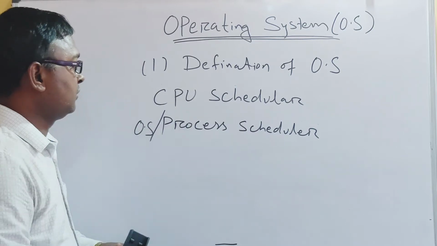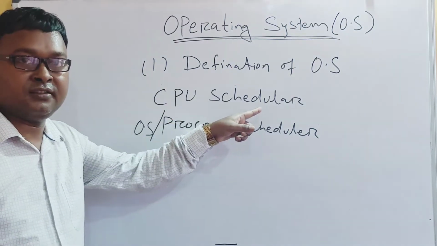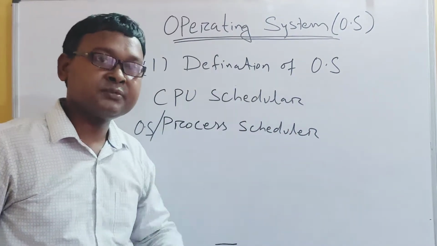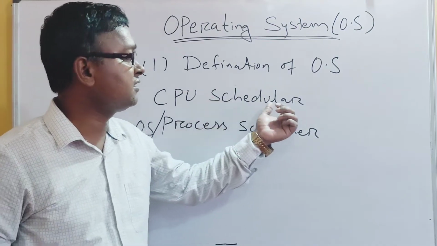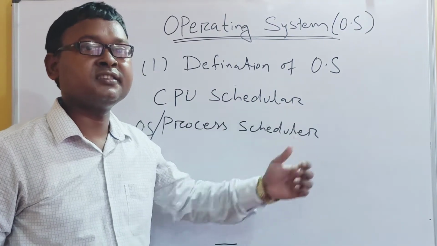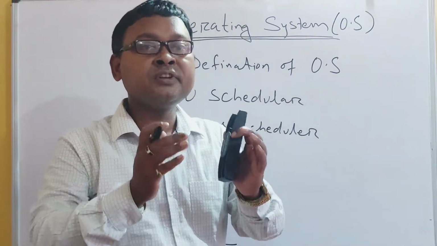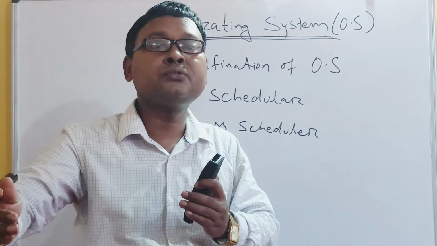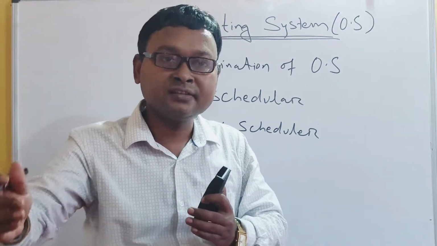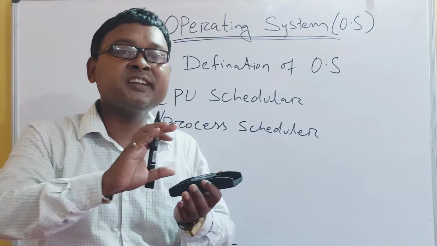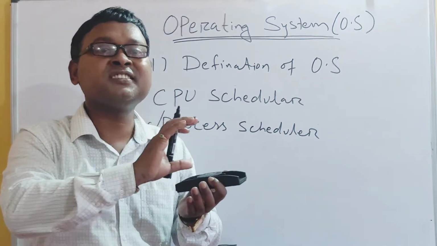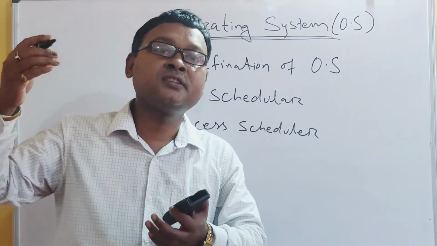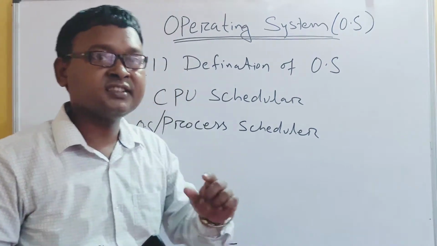So what is a scheduler? Try to understand what a scheduler is. A scheduler is a system software again, which is responsible for scheduling your processes or jobs to get executed in your CPU. It will systematically schedule the processes to get processed in your CPU. So it is a system software.